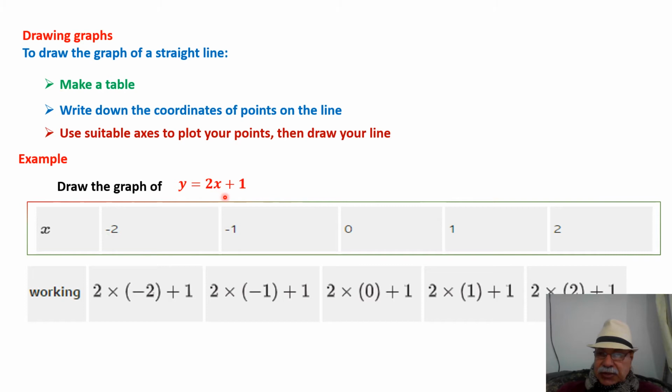Here it is a multiplication, 2 times x, meaning here 2 times minus 2, because x here is minus 2. The second thing, 1, is also the same process: 2 times x, how much? Minus 1. This is minus 1 times minus 1, because here 2 times x is minus 1, plus 1. Then 0, 2 times 0 plus 1. Then 1, 2 times 1 plus 1, and 2, 2 times 2 plus 1.